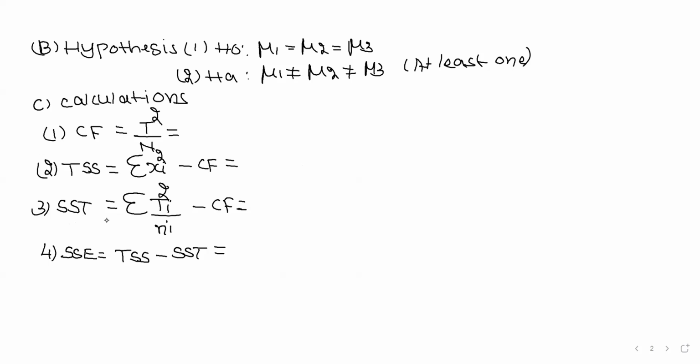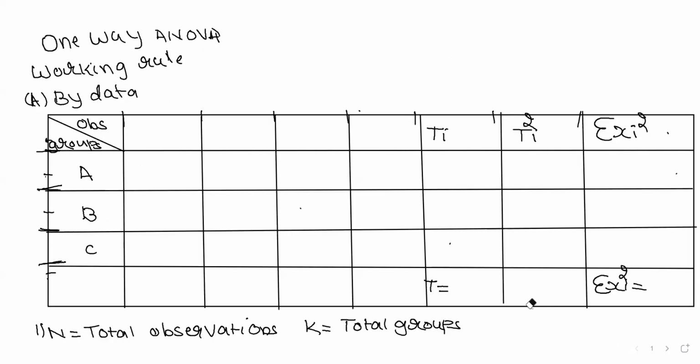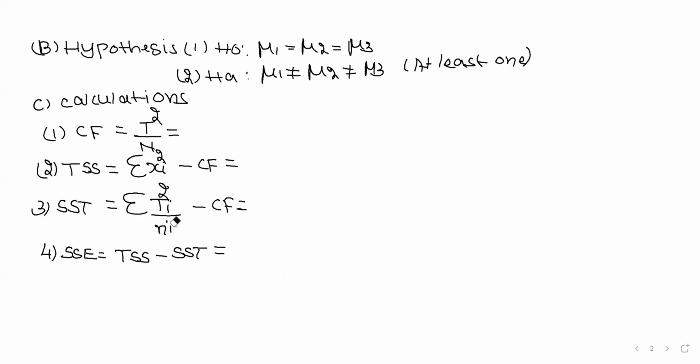Then SST means the summation of Ti square upon ni. Look here, Ti square. This value is divided by how many? They are the sum of 4 values. This value divided by 4 plus this value divided by 4, plus this value divided by 4. You take it. That is the summation of Ti square upon ni minus CF. CF is already calculated here. Then SSE equals TSS minus SST.